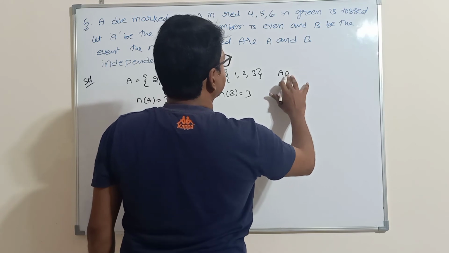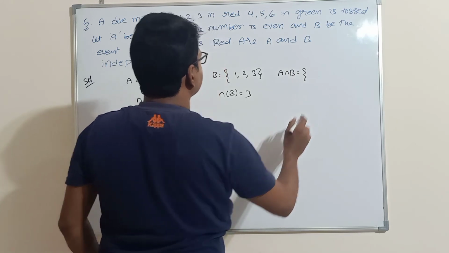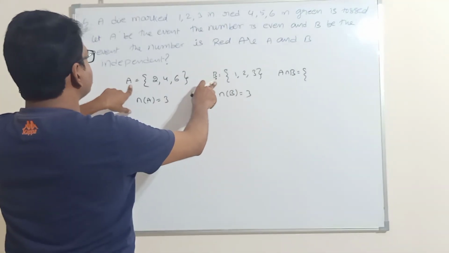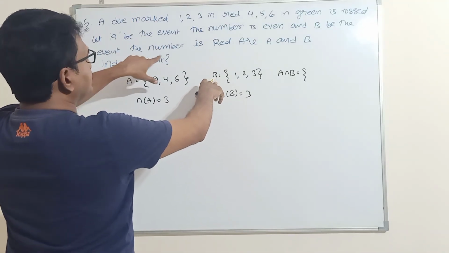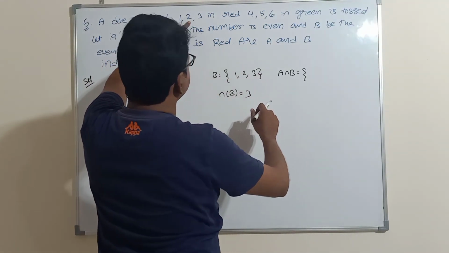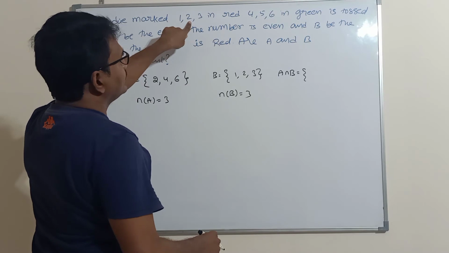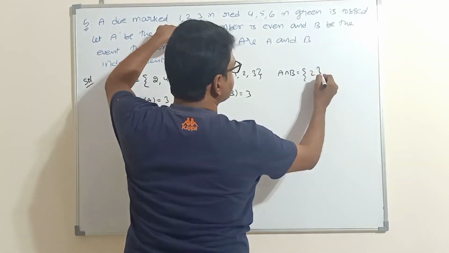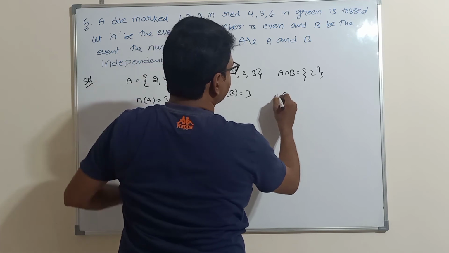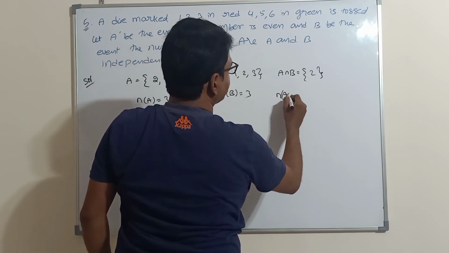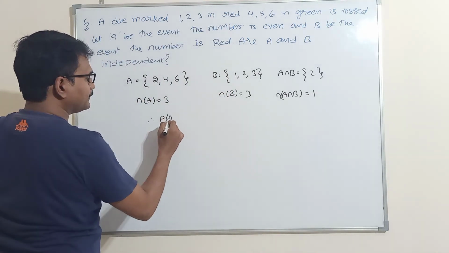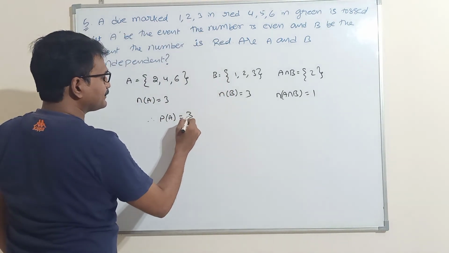A intersection B means: A means even number and B denotes red. So what are the common elements between these two? 2 is red as well as even. That means only 2 denotes A intersection B. So the number of sample points in A intersection B is 1.